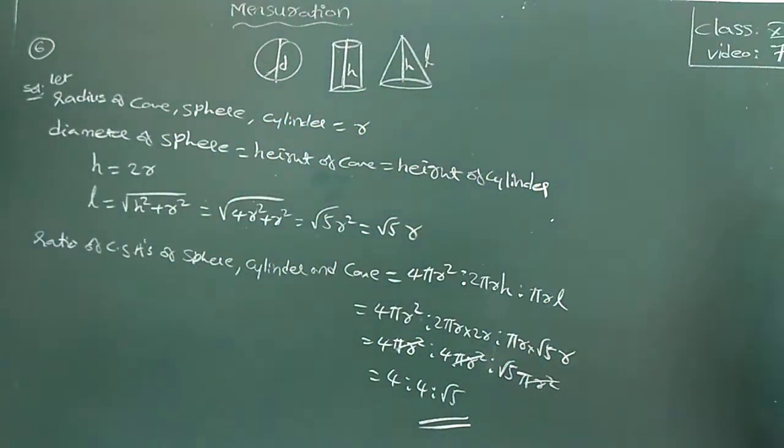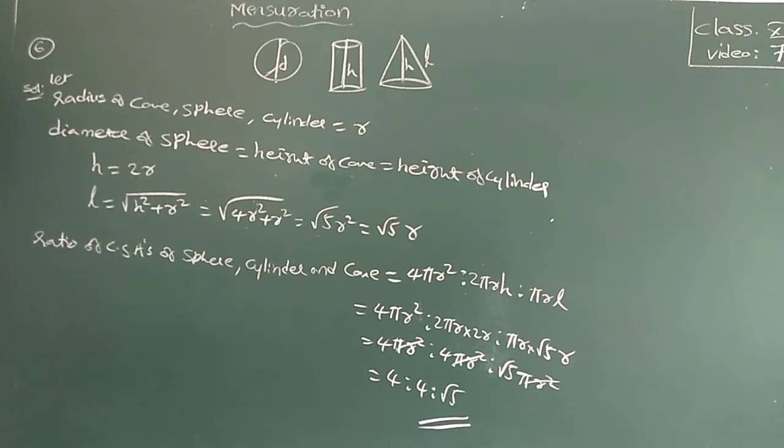Please write down. Okay, a different question. Please remember that when the radius of the sphere, cylinder and cone are the same, always the diameter of the sphere, the height of the cylinder and the height of the cone are also the same.